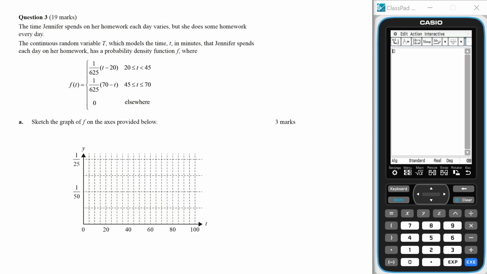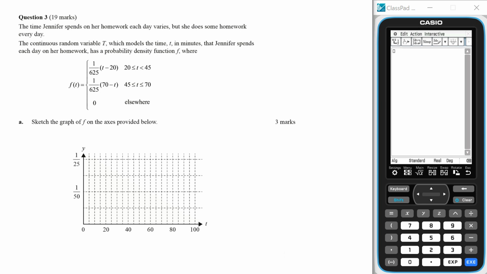The time Jennifer spends on her homework each day varies, but she does some homework every day. The continuous random variable t, which models the time t in minutes that Jennifer spends each day on her homework, has a probability density function f, where f of t is defined by the given rule. Sketch the graph of f on the axis provided below.